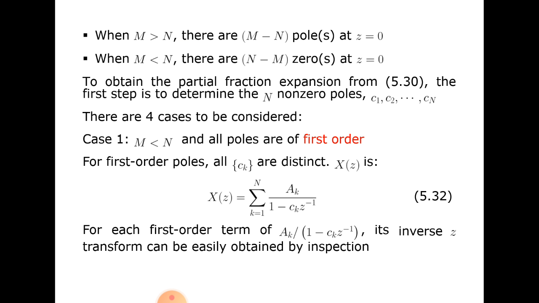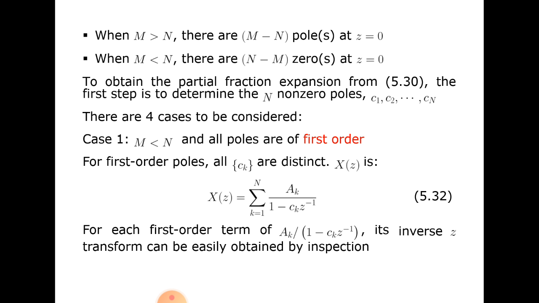When m is greater than n, there are m minus n poles at z equal to 0. When m is less than n, there are n minus m zeros at z equal to 0. To obtain the partial fraction expansion, the first step is to determine the n non-zero poles c1, c2 up to cn. There are four cases to be considered.